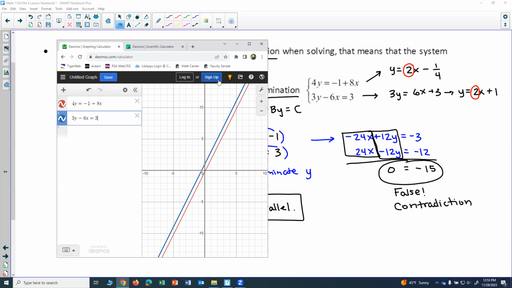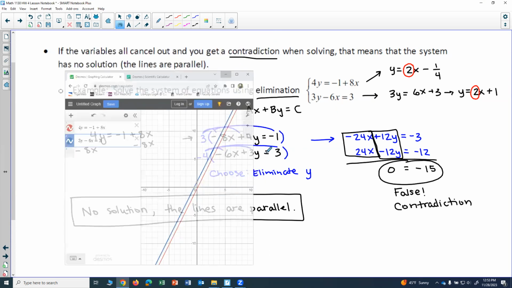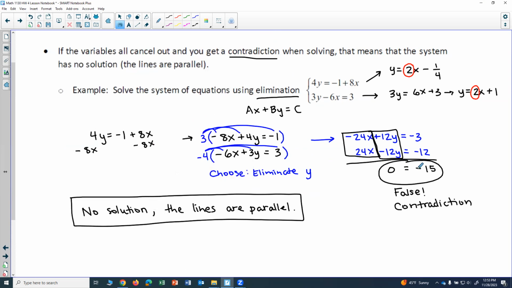Now, don't get in the trap of always graphing in Desmos to figure it out, because you do have to show your work on these on the test in order to earn credit. So Desmos is for checking after you've done the work. So after you've done the process of elimination, you can check with Desmos.